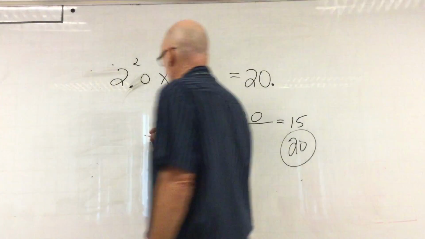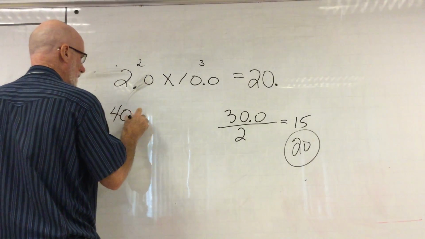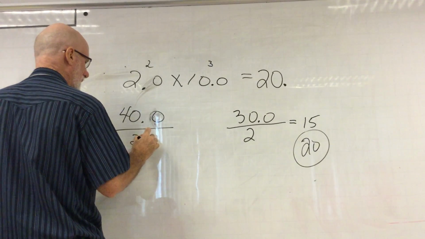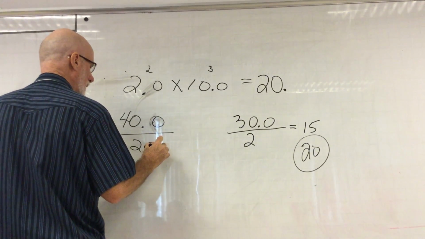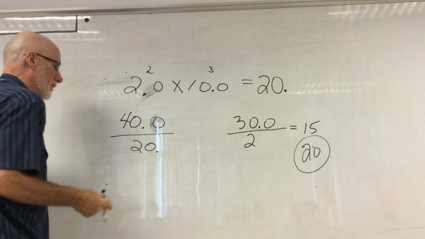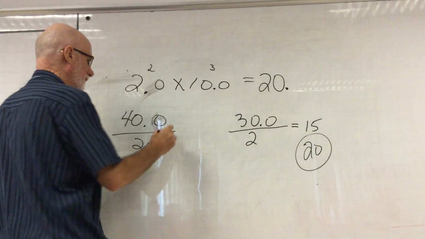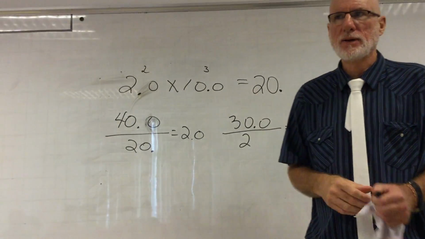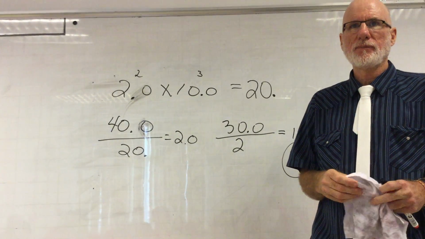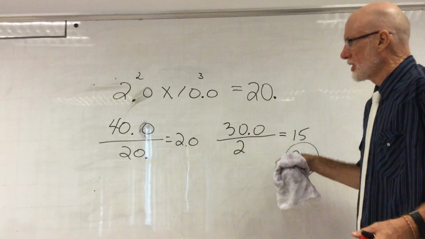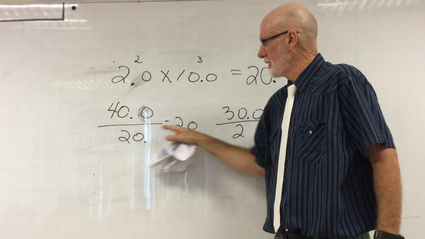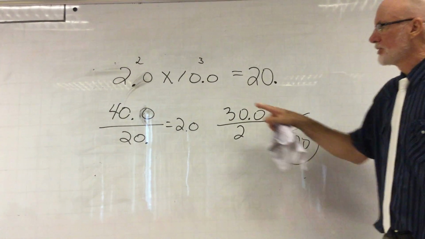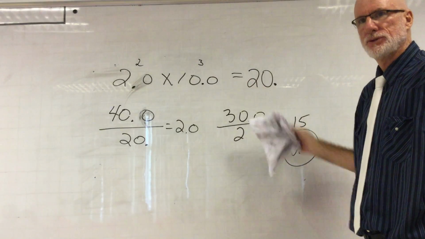So what happens if I have 40.0 divided by 20. What's my answer? No. 2.0. Why? Okay, so 2, 3 here, 2 here, 2. 3 here, 1 here, 1. 2 here, 3 here, 2. You get it so far?